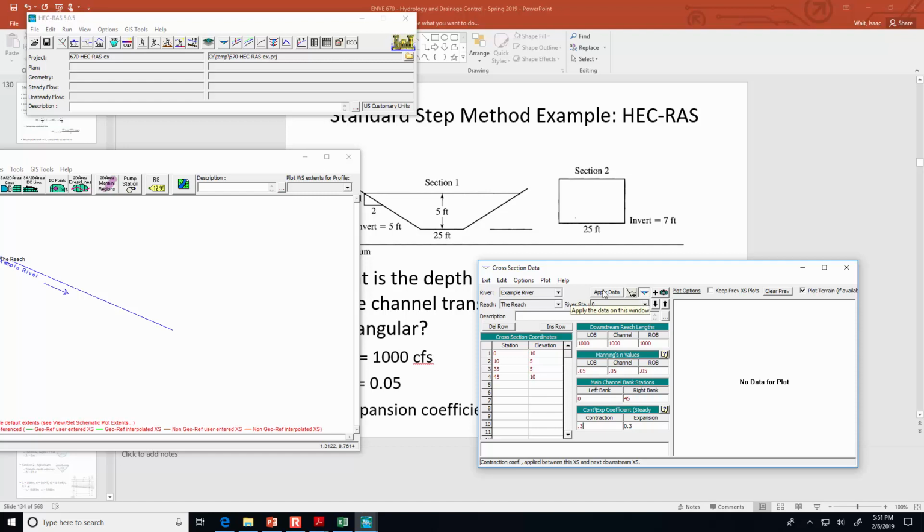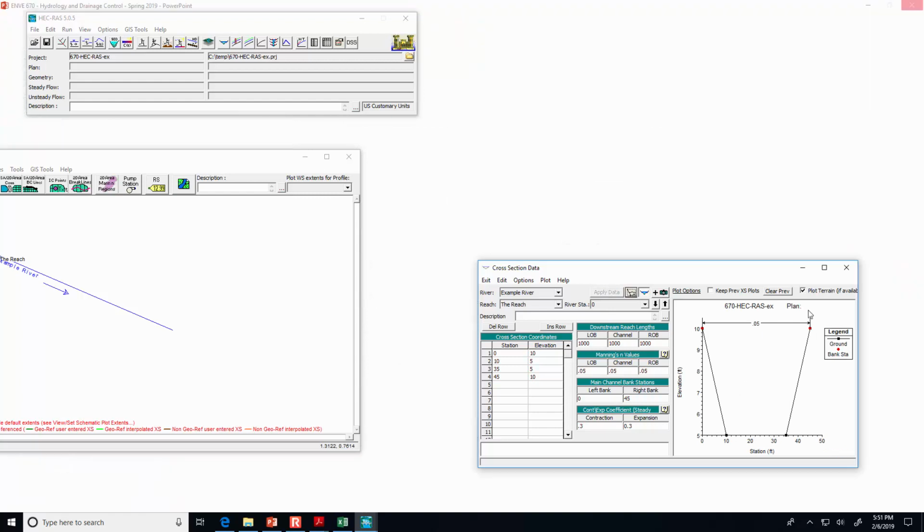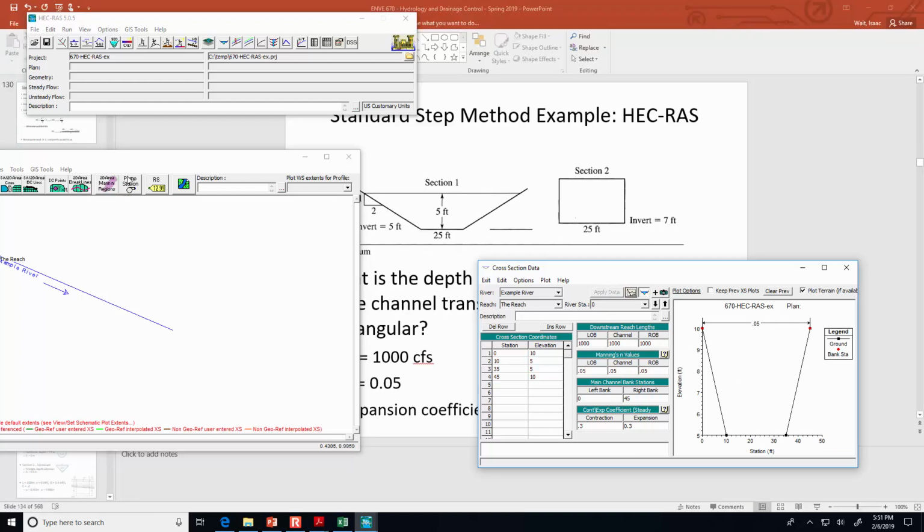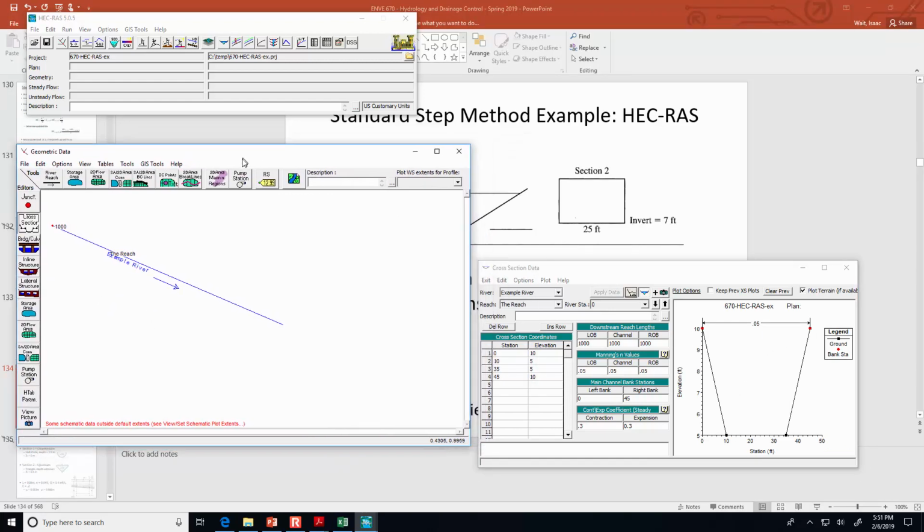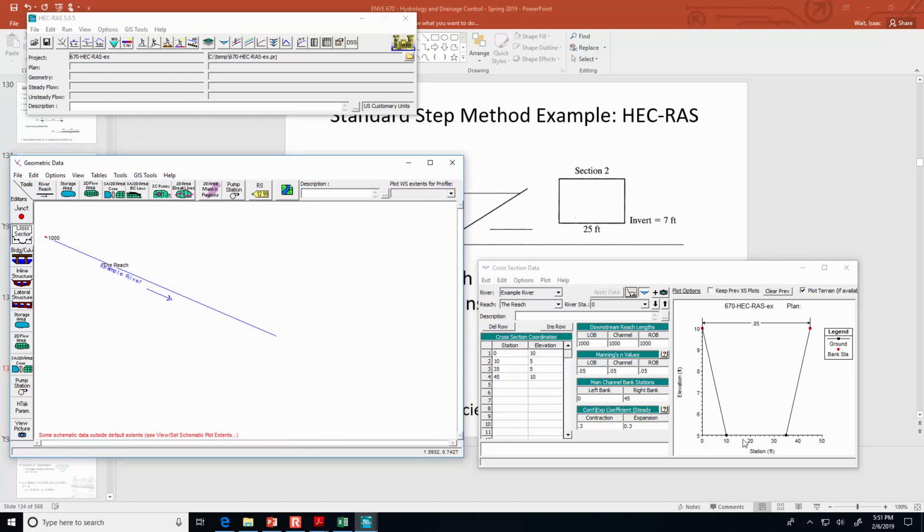Okay, and when you click on Apply Data, it's going to... The expression remains the same? Yeah. Click Apply Data, and it's going to create like a little trapezoid. It's not to scale, but it's a trapezoid, and we can see that the bottom of the channel is at elevation 5, the top of the channel is at elevation 10, and so everything seems to be as we'd expect.